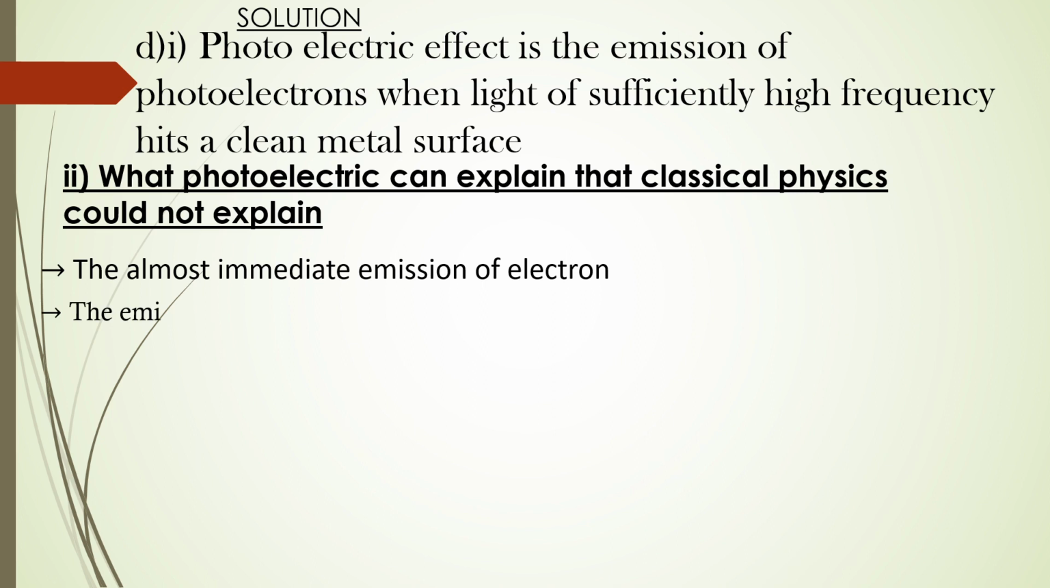The next is that the emission of the electron does not depend on the intensity. When they say it does not depend on the intensity, that means that when light of sufficiently high frequency touches the metal surface, it is the frequency that is responsible for emitting the electron. The intensity can increase the number of electrons emitted, but not initiate the emission. It is the high frequency that initiates the emission.